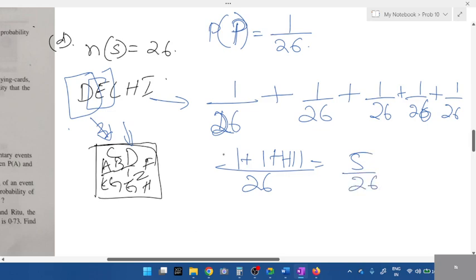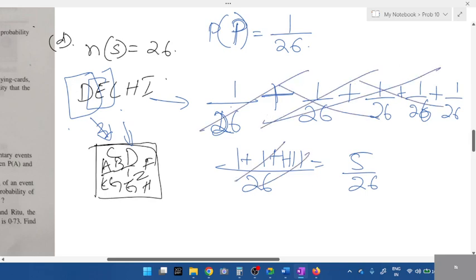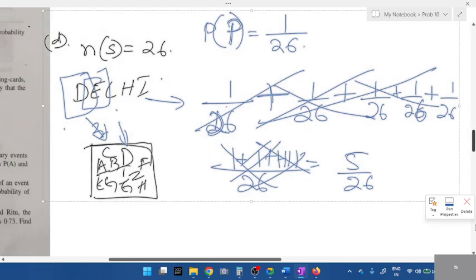Few students get confused. They write Delhi 5 by 26 directly without knowing this. But this is the actual concept. Each time you pick, 1 by 26 plus 1 by 26. So you don't have to write all this in the exam. The answer 5 by 26 is correct. But you all should know the concept. Delhi, 5 by 26 is the answer.